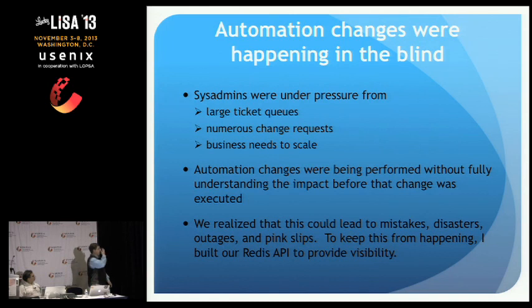So this is what was happening. We were pushing changes in the blind. We had numerous ticket queues, and business was on our back trying to get things done, questions answered. This really gets into very dangerous territory when you're dealing with automation. Automation is a very beautiful thing at a company, but it's a very big hammer, and it can break things very fast. So you need to understand the impact of your change before you execute on it.